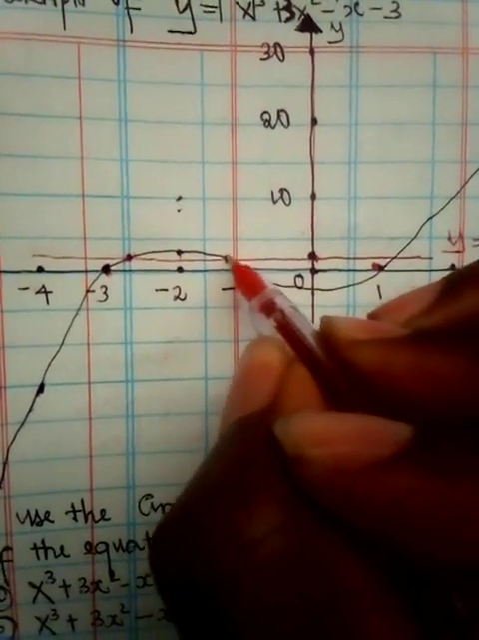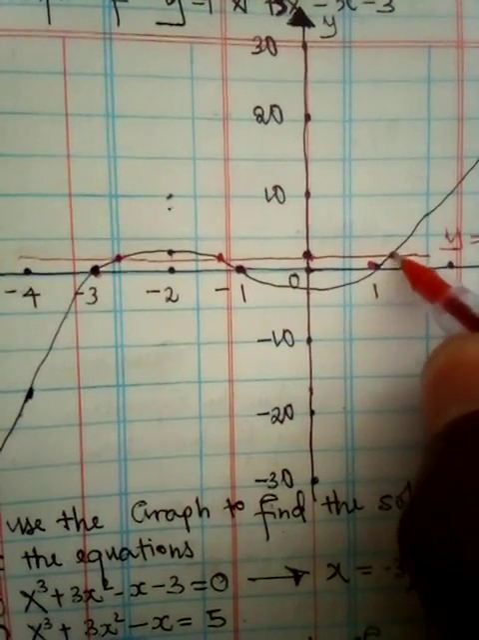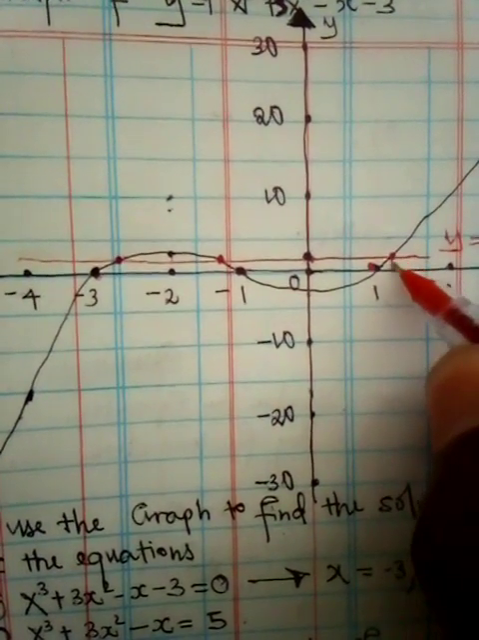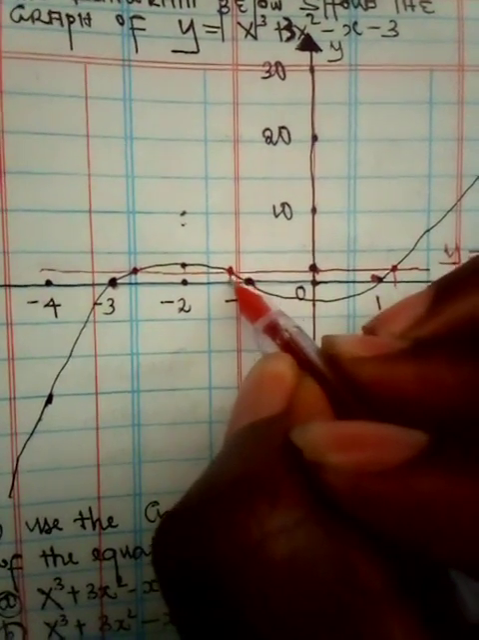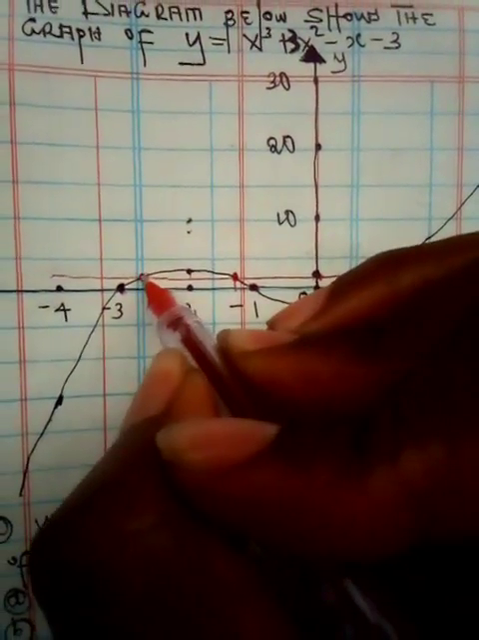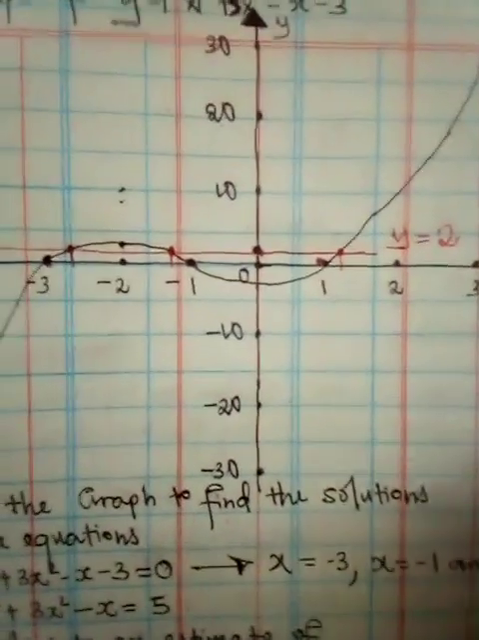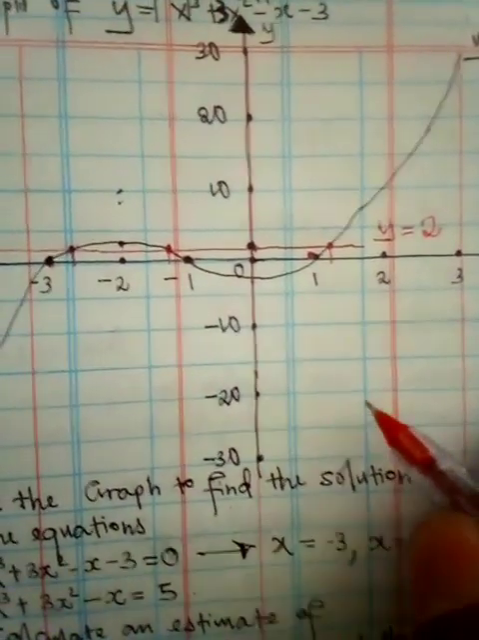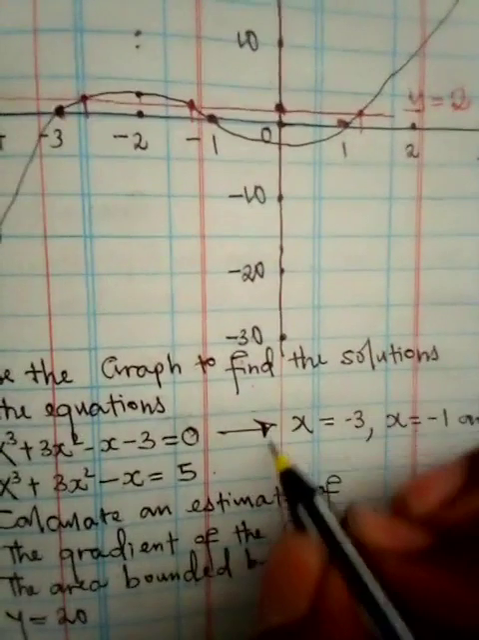We also have this point here, and another point there. Okay, so there is another one here, and there is also another one there. So again, we are just approximating, and these are going to be our solutions.